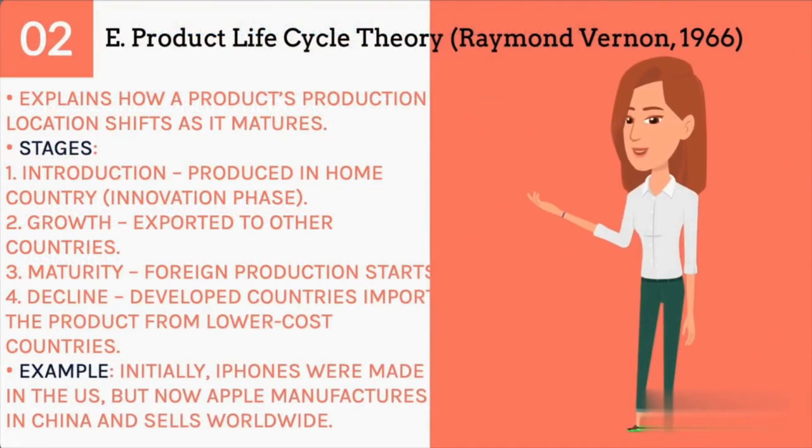B. Product life cycle theory, Raymond Vernon, 1966. It explains how a product's production location shifts as it matures. Stages: 1. Introduction, produced in home country, innovation phase. 2. Growth, exported to other countries. 3. Maturity, foreign production starts. 4. Decline, developed countries import the product from lower-cost countries. Example: initially, iPhones were made in the US, but now Apple manufactures in China and sells worldwide.